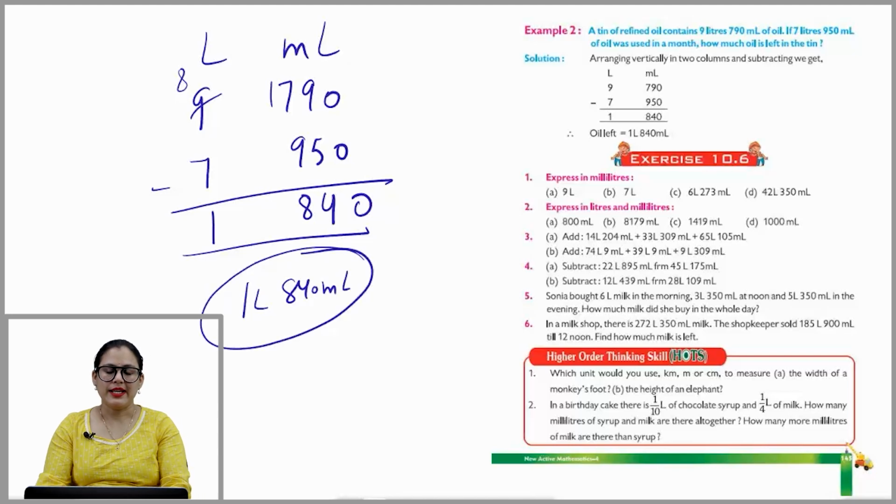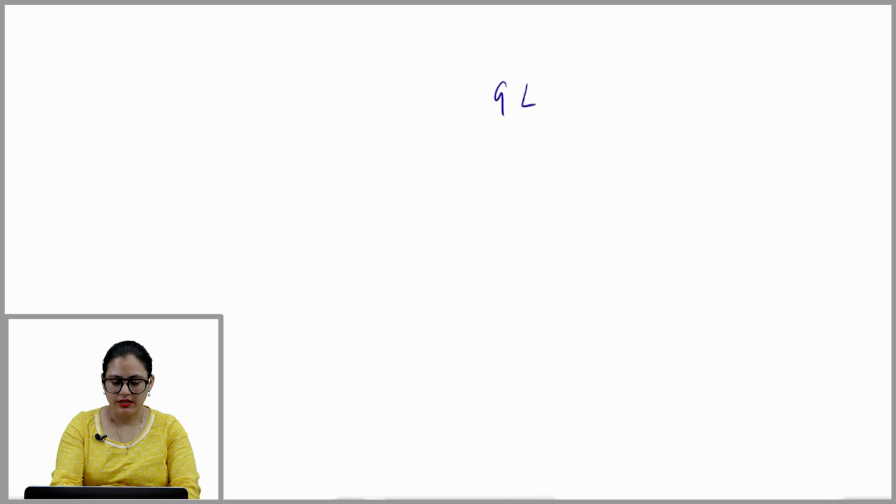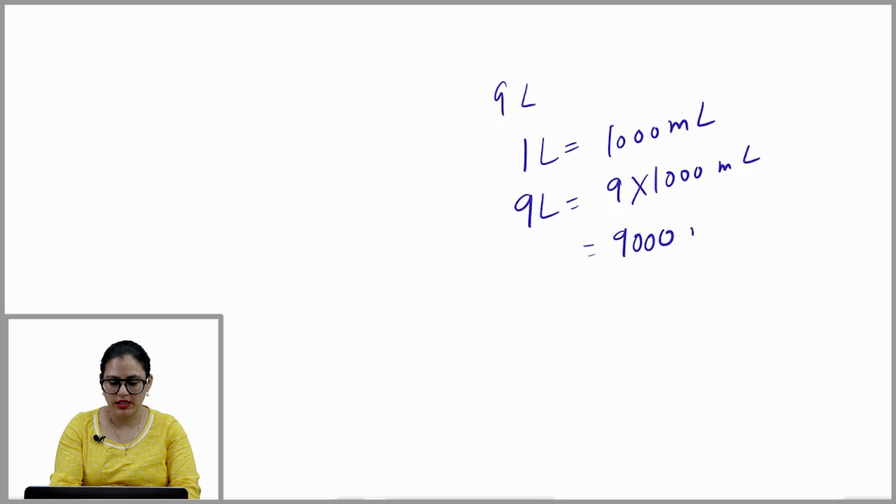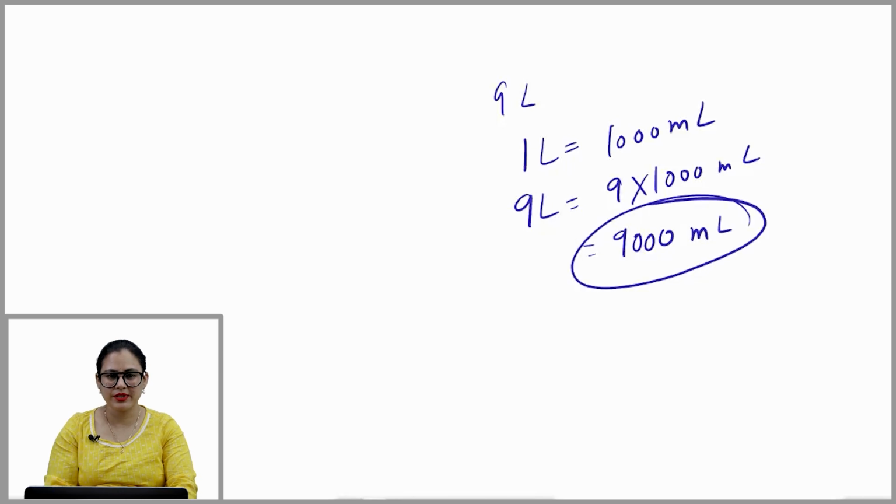Okay. Let's do exercise 10.6. Express in milliliters. 9 liters. You know 1 liter is equal to 1000 milliliter. So 9 liter is equal to 9 into 1000 milliliter. So 9000 milliliter. Right, students?